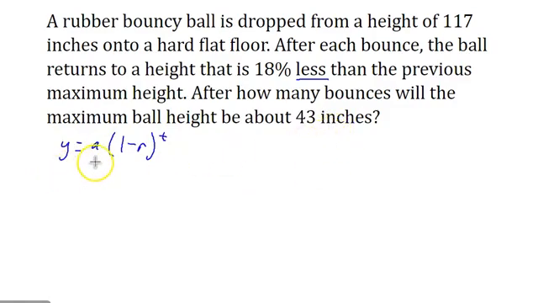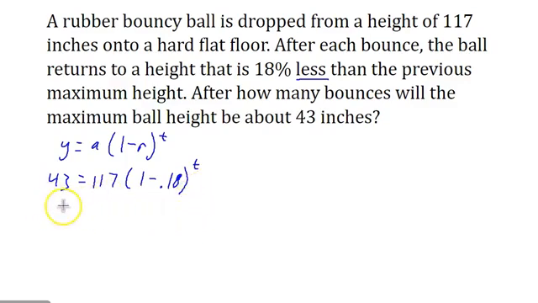In this case, the y and the a are both the bounce height, and the t is actually how many bounces. So we're looking once again for the exponent. So we want to end up with a bounce height of 43 inches. We start with a bounce height of 117 inches, and it bounces 18% less each bounce. So 1 minus 0.18. And once again, we are looking for the exponent.